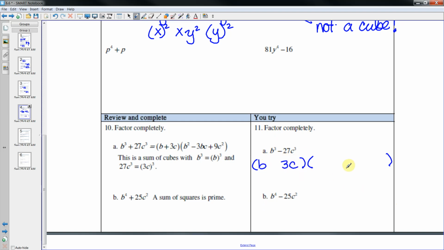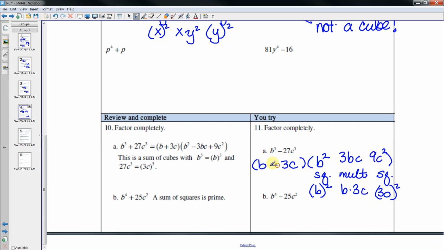Okay, so having two variables in there makes this one a little bit different. So square, multiply, square. Notice I've written that every single time so I don't forget it. B squared is b squared. Multiply them together. B times 3c would just be 3bc. Put the 3 first. And then 3c squared would give me 9c squared. Same sign is minus. Opposite is plus, always positive is plus. And so there's one with two different variables.